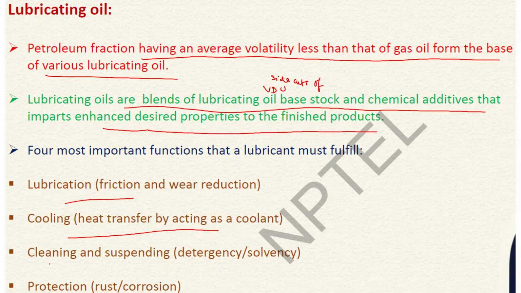Then cleaning and suspending. During the action of these moving parts, there is production of some amount of impurities such as acid sludges and varnishes. These impurities are cleaned and suspended in this lubricating oil and carried out of the machine. And then protection from rust and corrosion is also done by the lubricating oils.